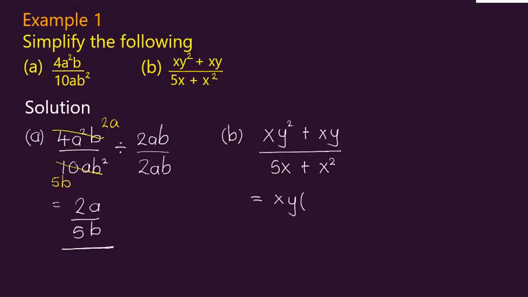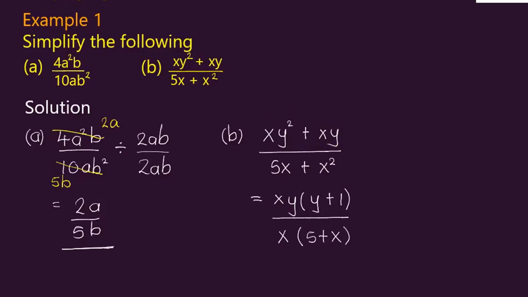So if we factor out xy, dividing xy into xy squared, we get y, and dividing xy into xy, we get plus 1. So that's the numerator for us. And for the denominator, where we have 5x plus x squared, the HCF right there, highest common factor for 5x and x squared, is x. And if we factor out x, what we get will be 5 plus x inside the bracket.